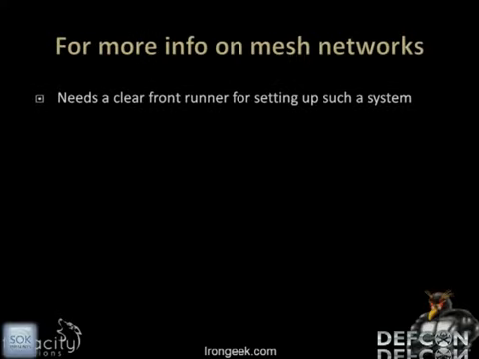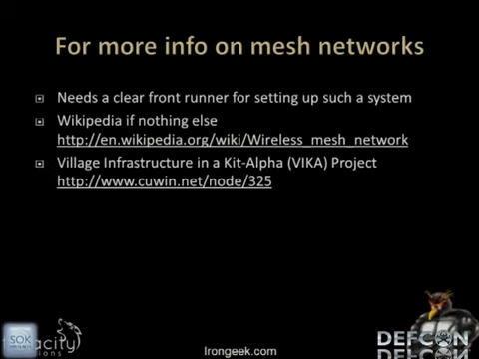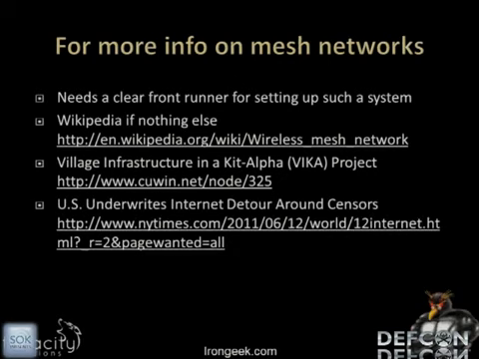All right, for more info on mesh networks, I got a few resources for you. I don't know of any clear front runner saying this is the technology we'd be able to use to quickly and cheaply deploy a bunch of nodes in a mesh network. Wikipedia has a few entries, of course. Also, there's the Village Infrastructure in a Kit Alpha project you might want to check out. And maybe some of you have heard about the whole Internet in a Suitcase project. The New York Times had an article on that a while back where the U.S. government is funding money so they can send these basically internet in a box to various countries to help dissidents out.